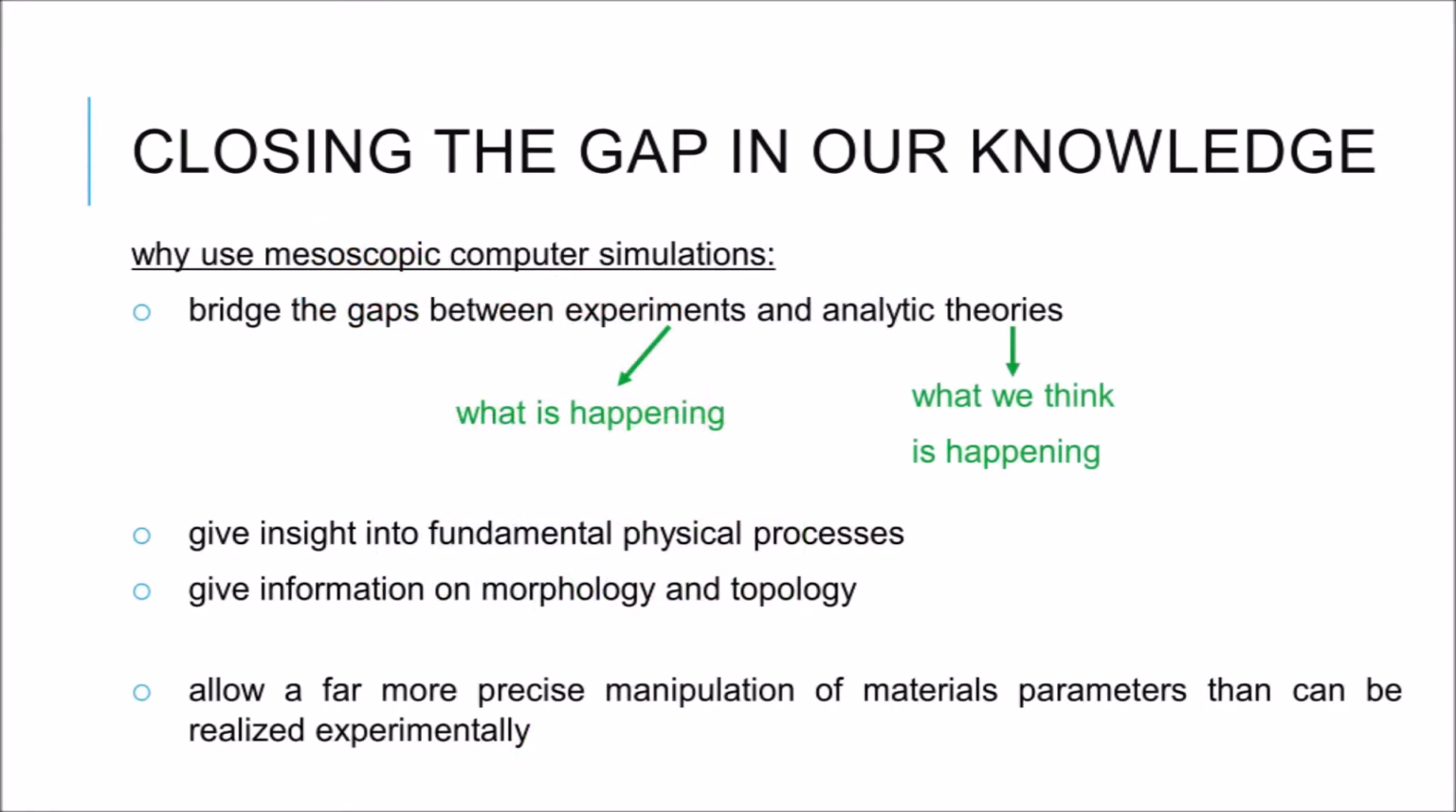Those computer simulations give us not only an insight into the fundamental physical processes of grain growth, but also of recrystallization or Ostwald ripening. In addition, they give us information on morphology of individual grains or topology of whole grain microstructures, which can usually not be obtained analytically. And last but not least, for me one of the most important points is that such computer simulations allow a far more precise manipulation of materials parameters than can be realized experimentally.